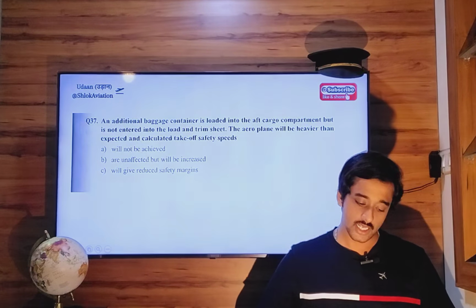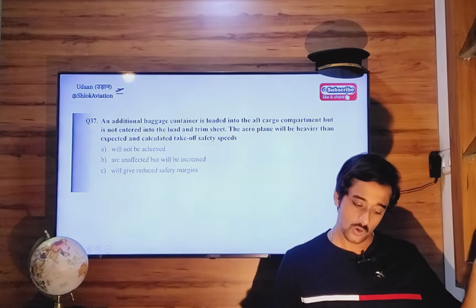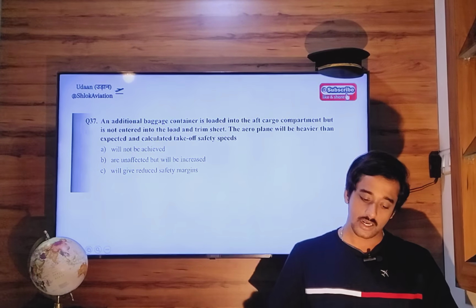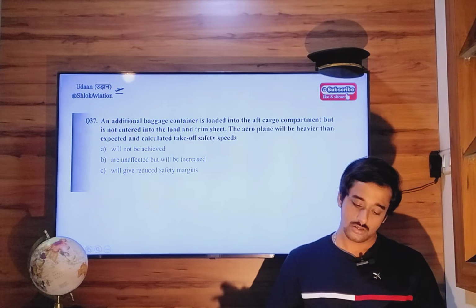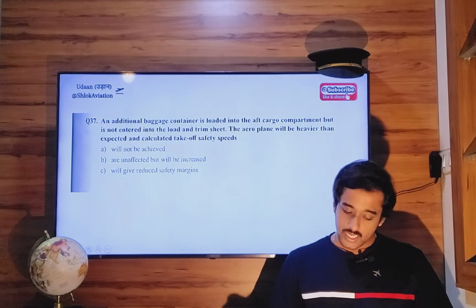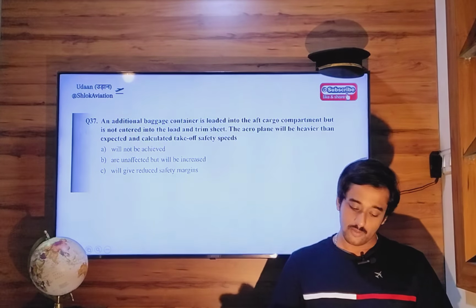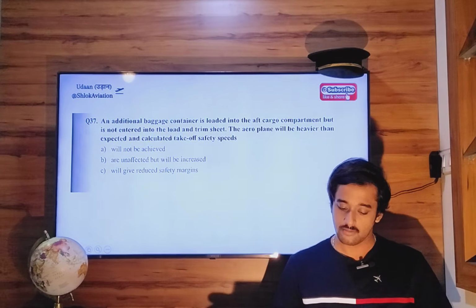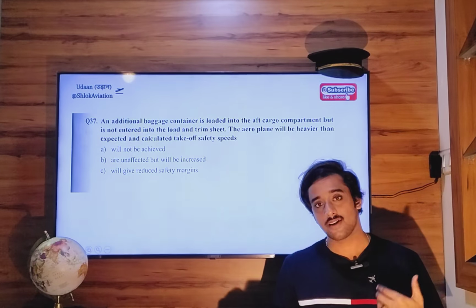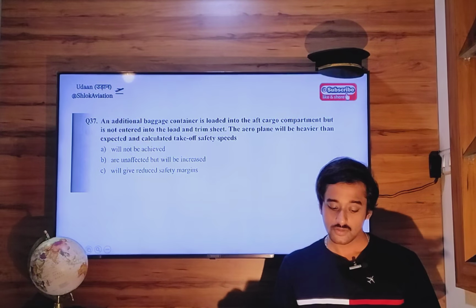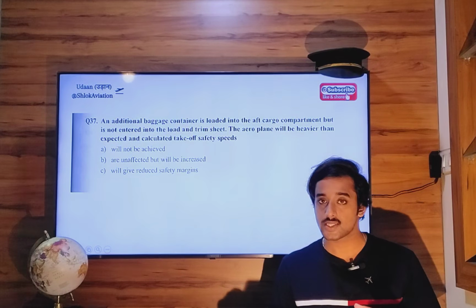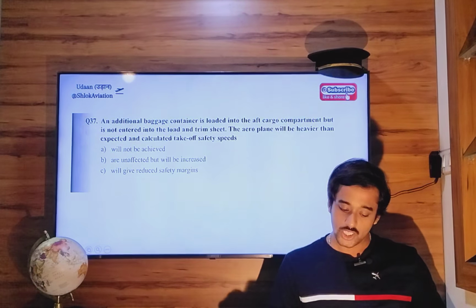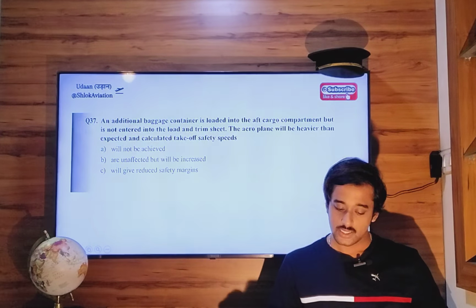37. An additional baggage container is loaded onto the aft cargo compartment but is not entered in the load and trim sheet. The airplane will be heavier than expected and calculated takeoff safety speeds will be what? It won't be achieved or unaffected will give reduced safety margins. So since your aircraft is heavier than expected, the takeoff safety speeds will also get affected.